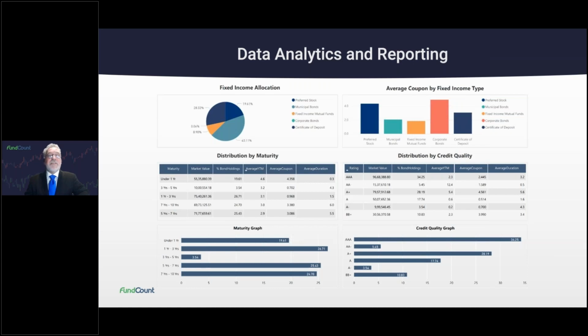So let's look at data analytics and reporting. Investors increasingly demand real-time insights and customized reporting. Administrators must invest in analytical tools and reporting systems capable of handling complex data sets to meet these demands.